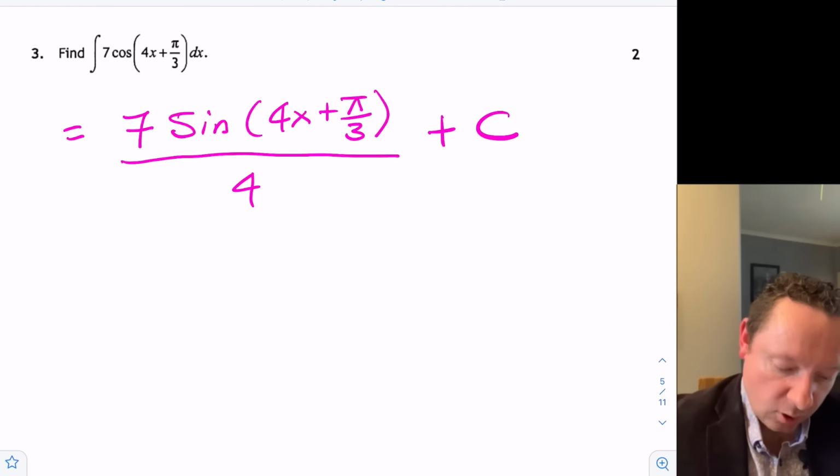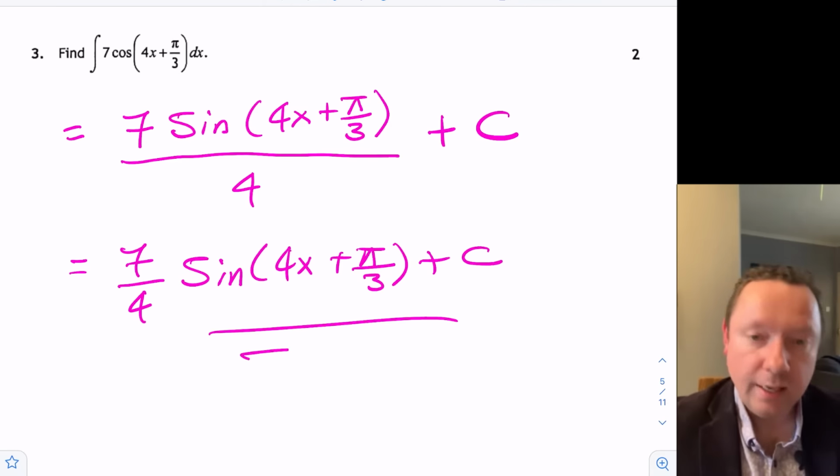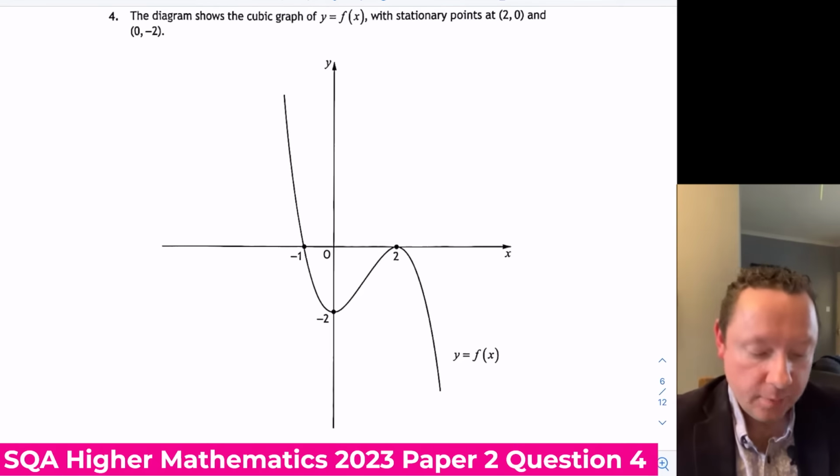We could leave it like that, but I'm just going to tidy that up slightly by taking the fraction outside. So we get 7 over 4 sine(4x plus pi over 3) plus c, and we're done there. SQA Higher Maths 2023 Paper 2 Question 4.